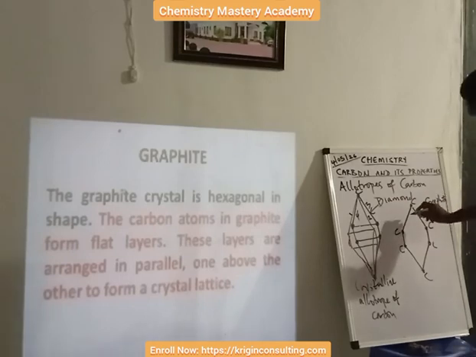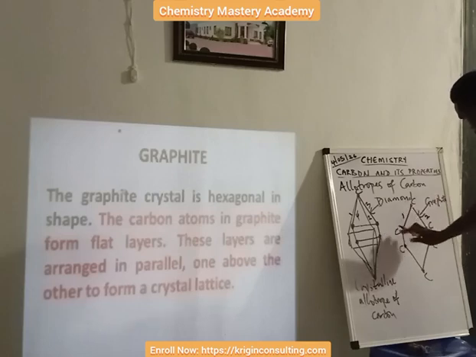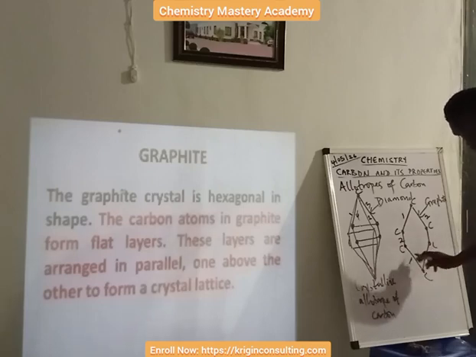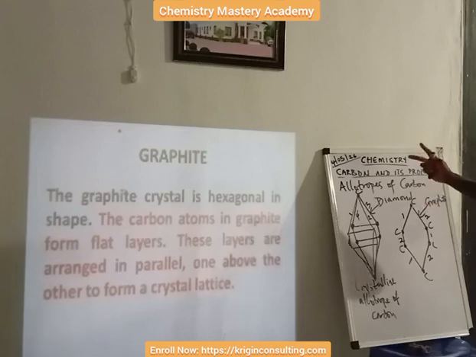But for this one, which is graphite, we have only 1, 2 attached to this, and 1, 2 attached to this, just like that. 1, 2 attached to this, and 1, 2 attached to this, and 1, 2 attached to this. Each of them needs extra 2.